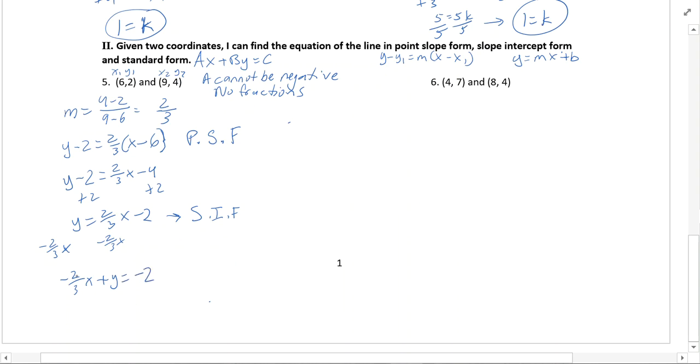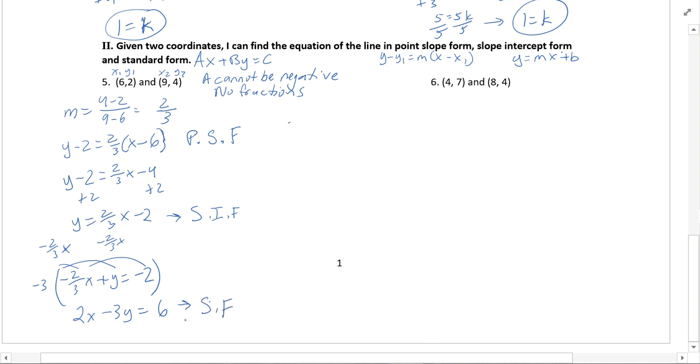So I can't have fractions, or a can't be negative. So in order to make those two things disappear, I need to multiply by a negative 3 to get rid of the negative and to get rid of the denominator. So when I distribute here, I'm going to get a positive 2x. And remember, you're distributing to everything. So then I get minus 3y equals a positive 6. So 2x minus 3y equals 6 is my equation in standard form.